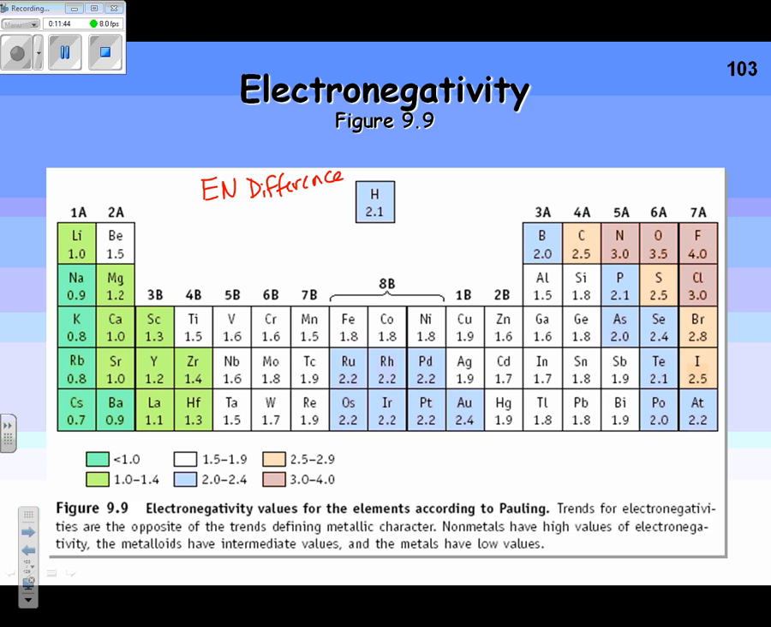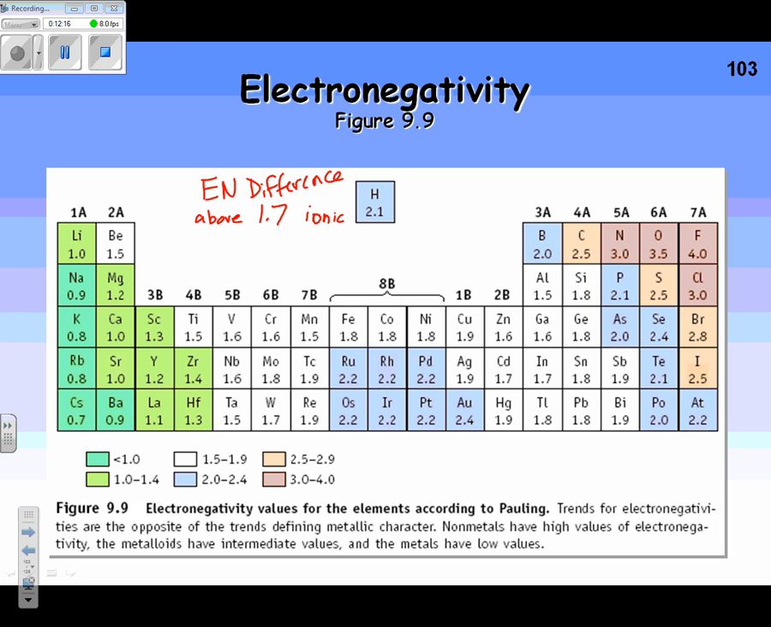If it's a very big difference between the two atoms' electronegativity, anywhere above 1.7, it is considered an ionic bond. What ends up happening is that the element with the higher electronegativity, or attraction for electrons, pulls so much on the other element that doesn't have as much of an attraction for electrons that it pulls the electron off, and then you end up with an ionic bond.